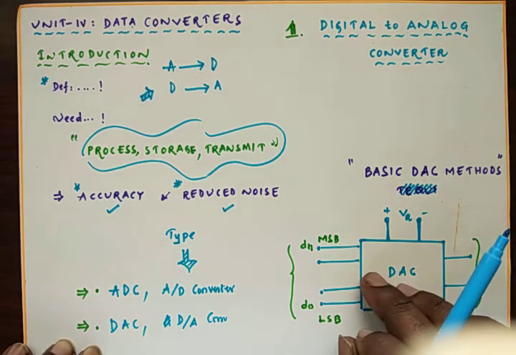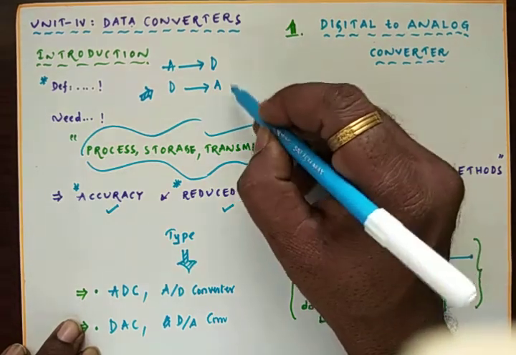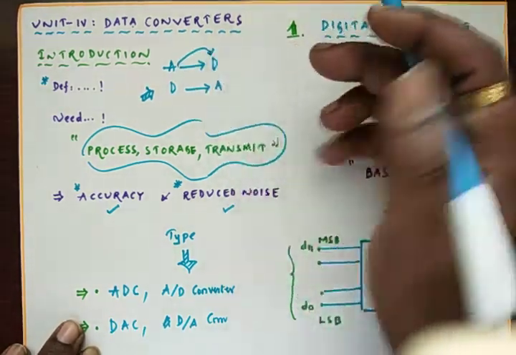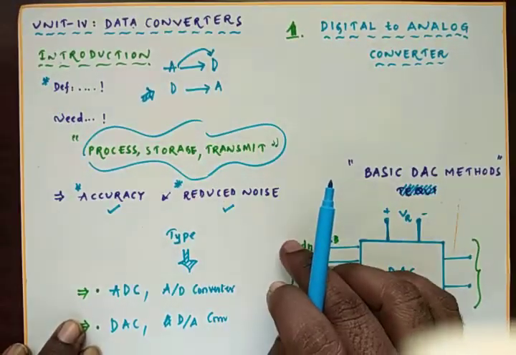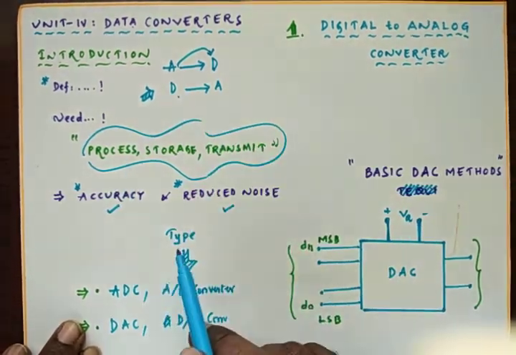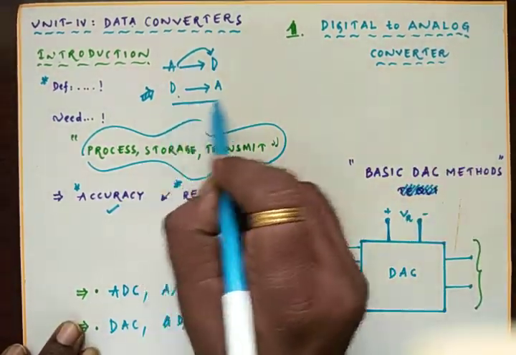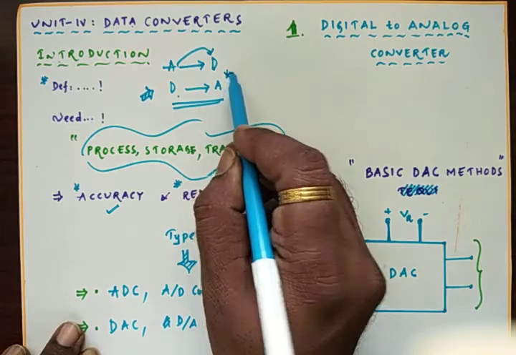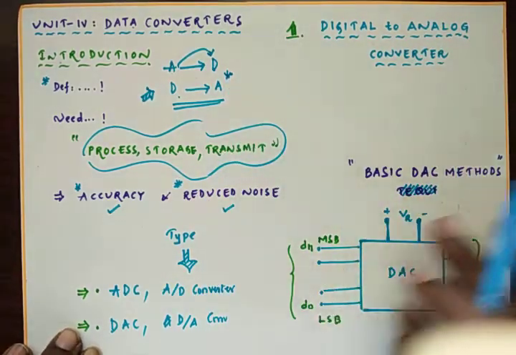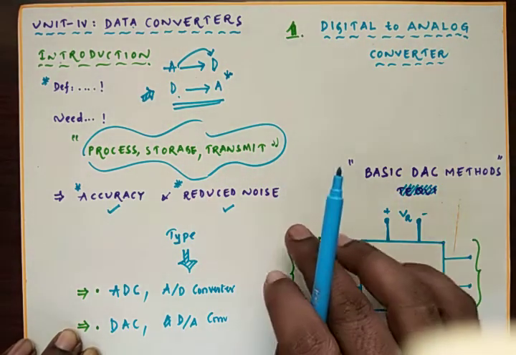If you take the analog to digital converter, it makes use of the digital to analog converter only. So first we'll talk about the digital to analog converters. After that we are going to see the analog to digital converter.